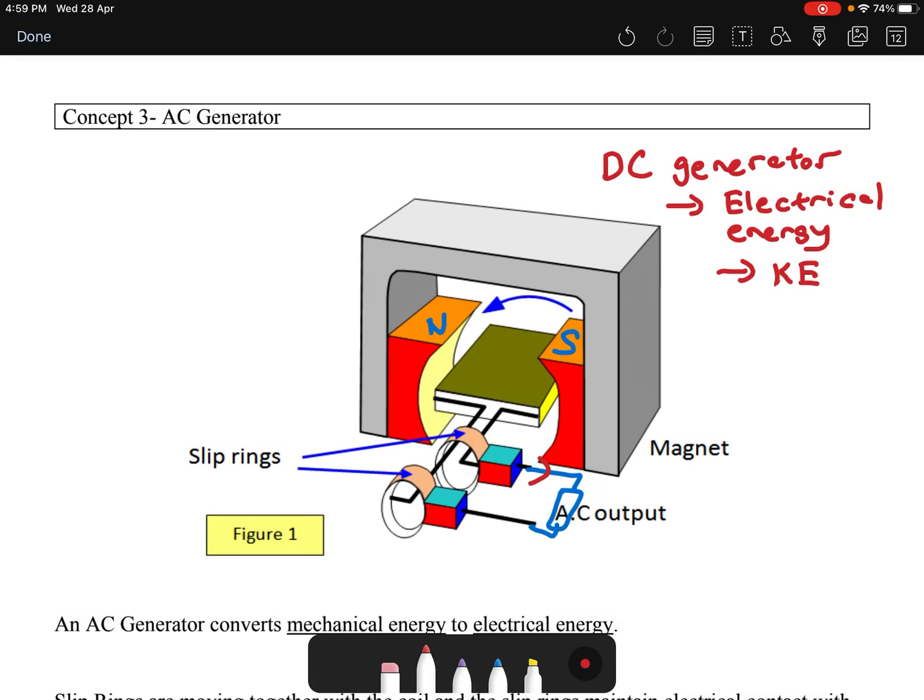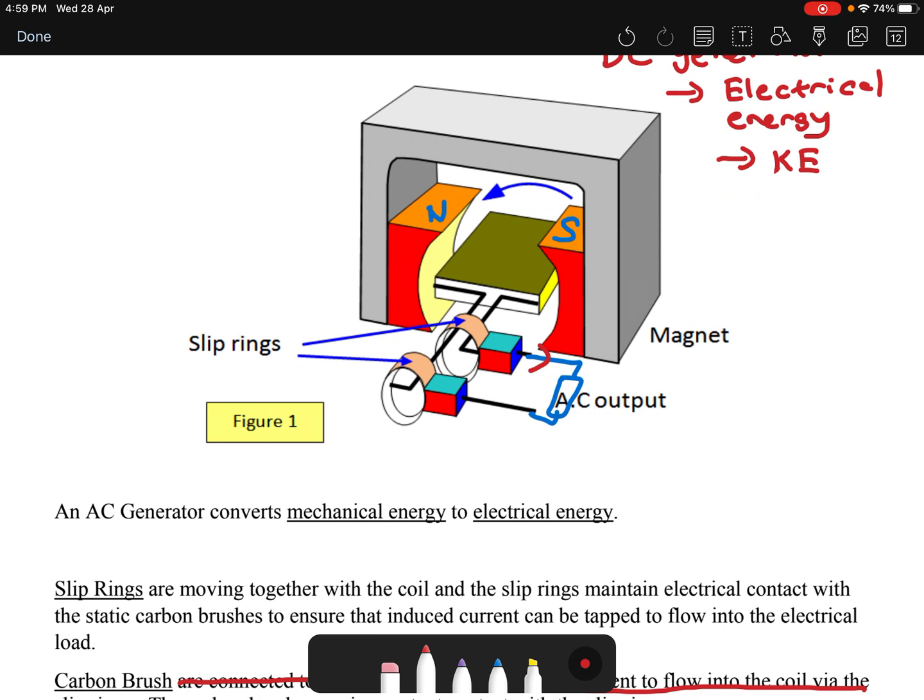Alright, so next we'll go to AC generator. Okay, so we have learned about DC motor, right? So DC motor converts electrical energy to kinetic energy. AC generator does the opposite, which is to convert mechanical energy to electrical energy.